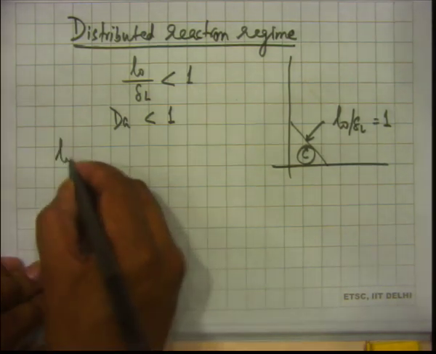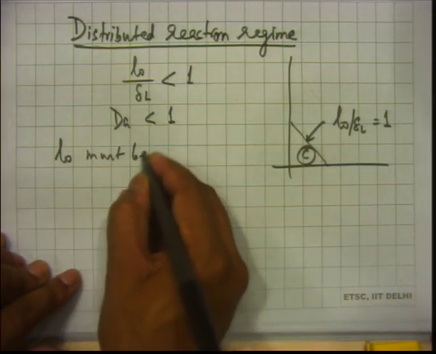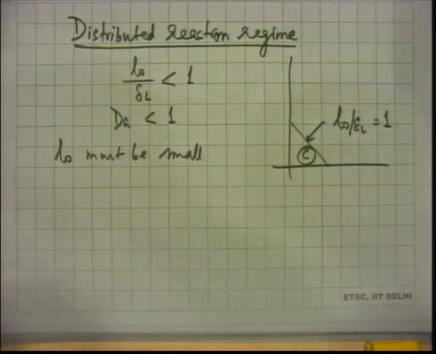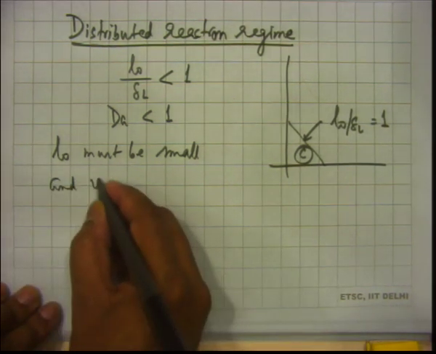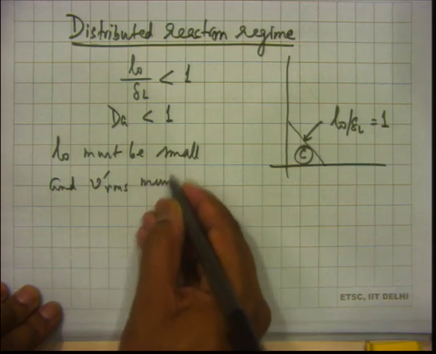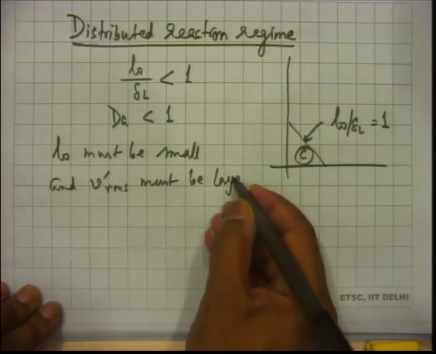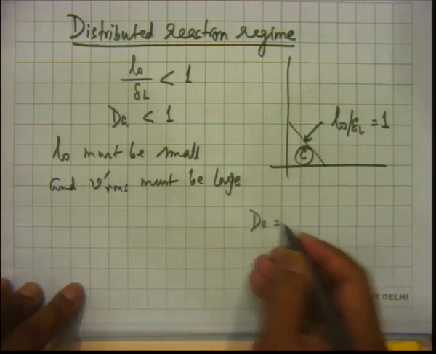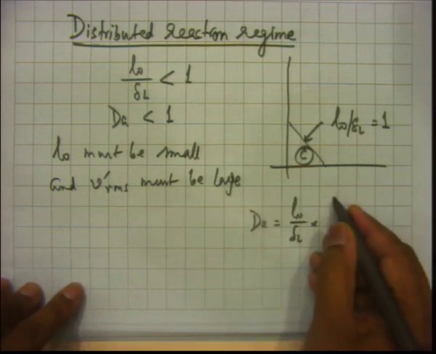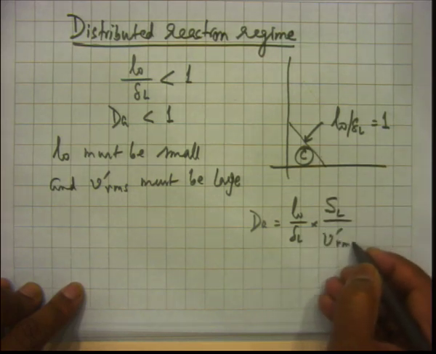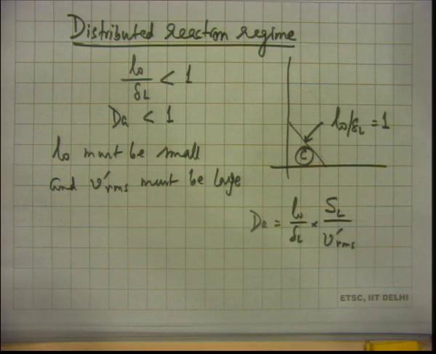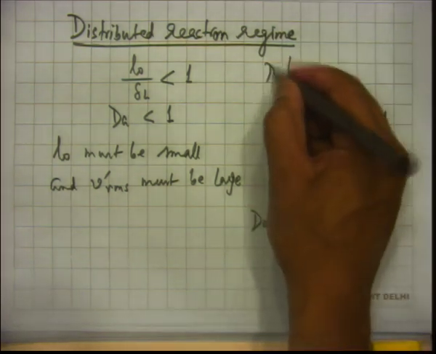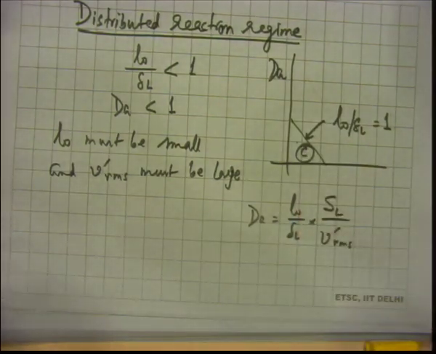So, we understand that to get all this, L0 must be small. L0 is the integral length scale. So, this has to be small, and v prime RMS must be large. So, how does it help? Damkohler number is this. So, if you have high v prime RMS and low L0, then the Damkohler number will be smaller, and if the Damkohler number is smaller, then you are more likely to be in regime C.